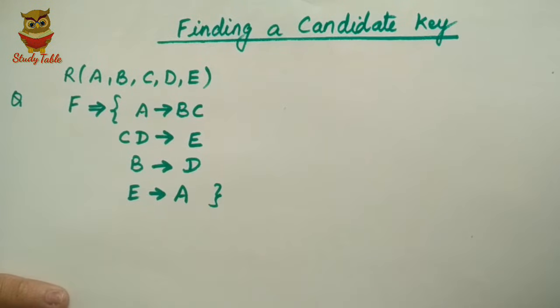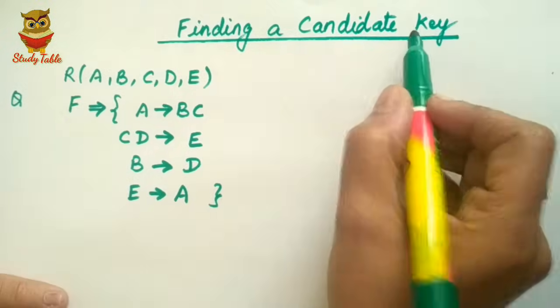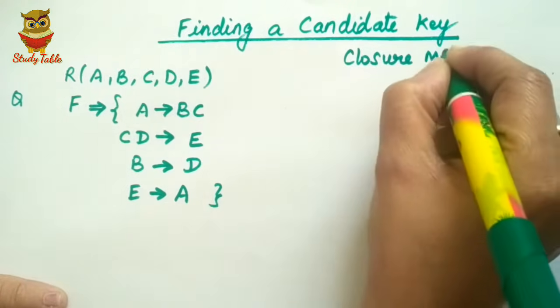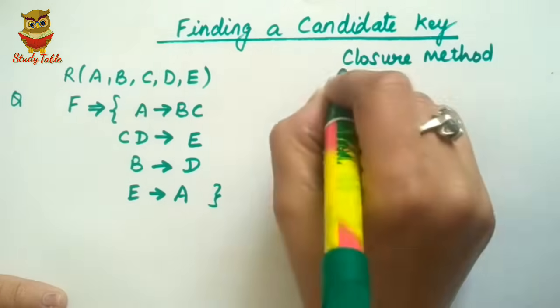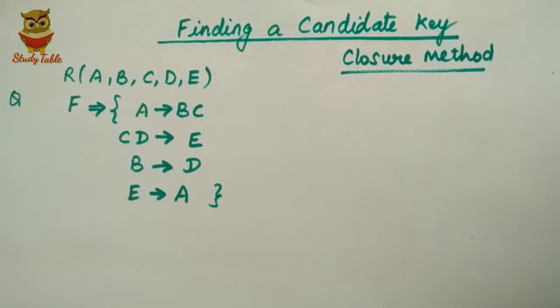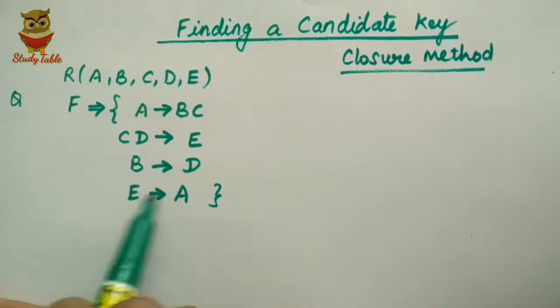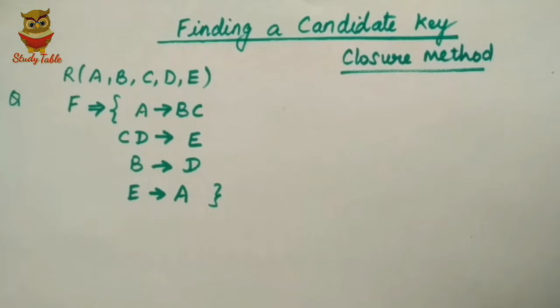In the previous video, I told you to find the candidate key. We use a particular method which is known as the closure method to find the candidate key. In the closure method, we find the closure of each attribute. And to find the closure of each attribute, functional dependencies are required.